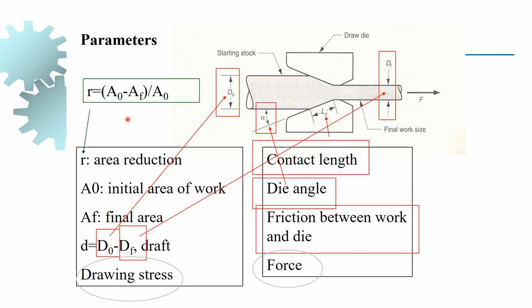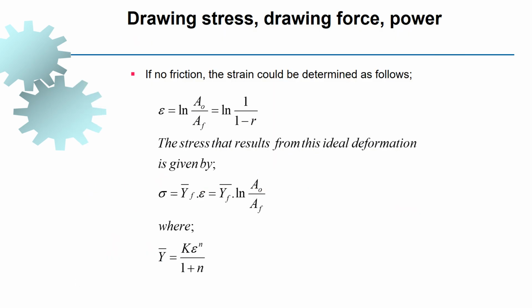The area reduction can be calculated as initial area minus final area divided by initial area. Now, how do we calculate the different parameters? The strain can be calculated as log A0 by AF, initial area by final area, which can be calculated as log 1 divided by 1 minus R, where R is the area reduction, A0 over AF.